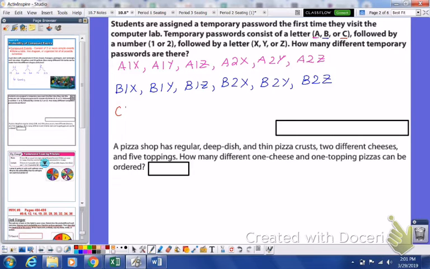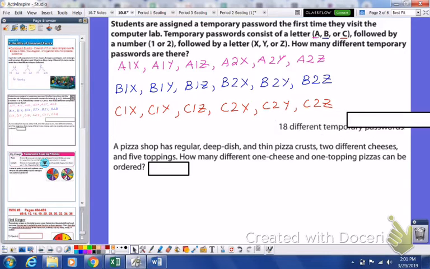Hopefully we're seeing a pattern here. So C1X, C1Y, C1Z, then we have C2X, C2Y, and last C2Z. Let's count them up, 1, 2, 3, 4, 5, 6, 7, 8, 9, 10, 11, 12, 13, 14, 15, and 16, 17, 18 different temporary passwords. So still not too bad, but you see our list is getting longer.